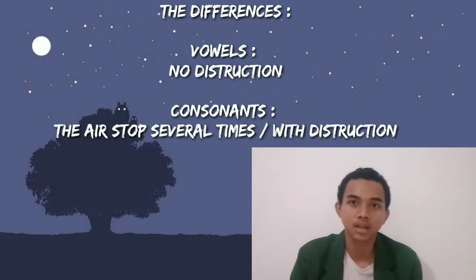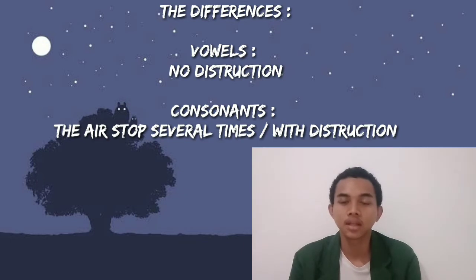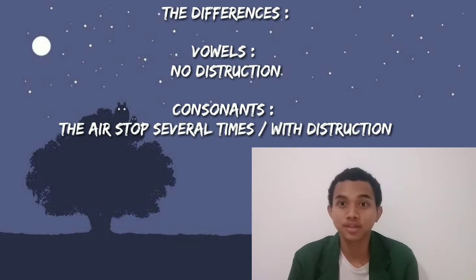Okay, let's talk about consonants. What are consonants? A consonant is a sound that is produced by our lungs, and there are several points where the air is stopped. In other words, a consonant is a sound produced by our lungs that gets obstruction. It is also different from vowels. Vowels have no obstruction, but in consonants there is obstruction. I mean, there are some points where the air is stopped.